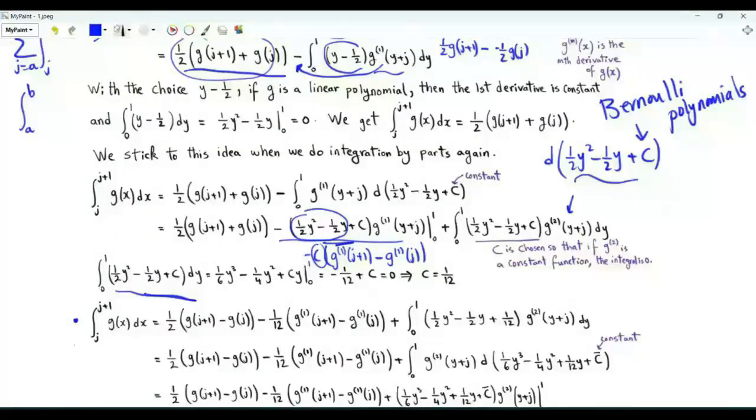This is the formula that we have now. We will do one more step of integration by parts. This is enough for our purposes. The antiderivative of this part is 1/6 y cubed minus 1/4 y squared plus y over 12 plus a constant.